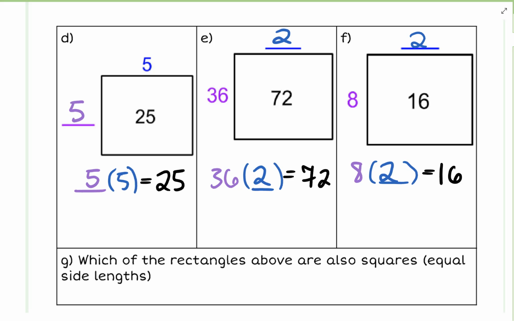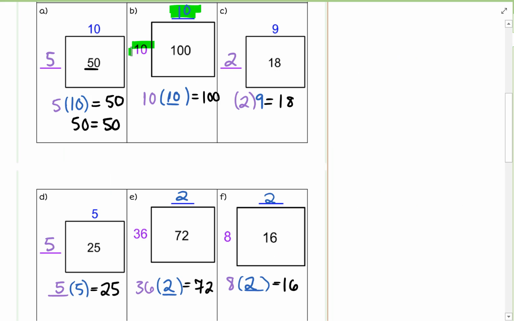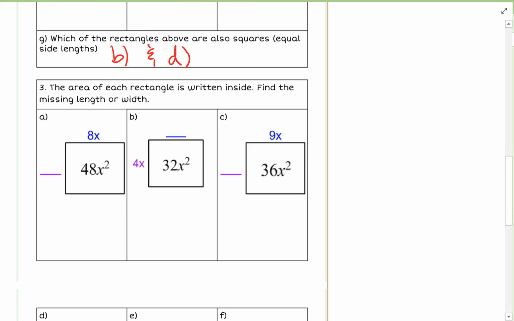Which of the rectangles above are also squares? So, which of these rectangles have equal side length? Let's take a look at them. The rectangle from part B has a length of 10 and a width of 10. That makes this rectangle a special rectangle called a square. The rectangle in part D has equal side length, which makes this a special rectangle called a square. Any others? No. So that would be rectangles in parts B and D.